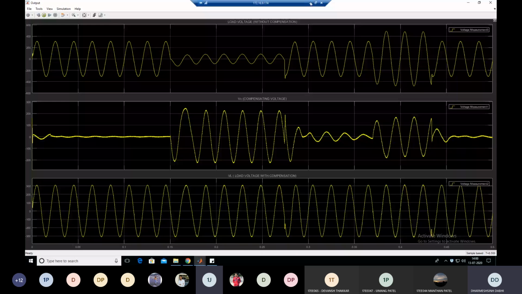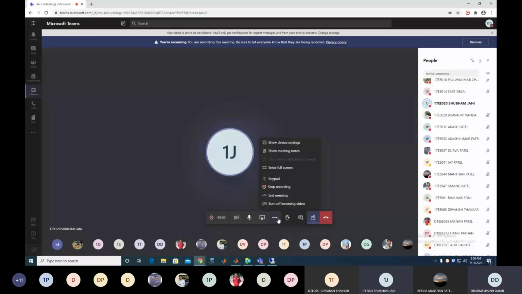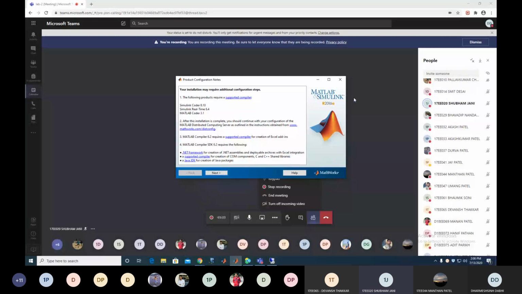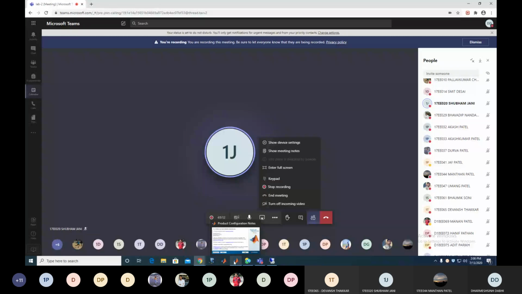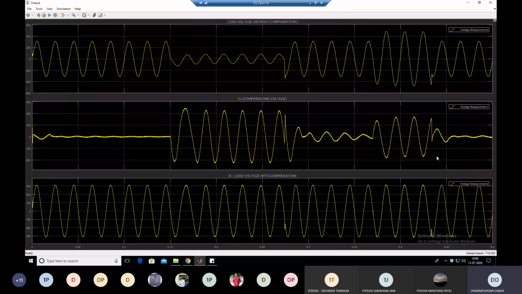Sir, can you explain that graph after 0.37? Graph after 0.37. One minute. Yes, sir, I'm in the voltage swell condition. Okay, one minute. 0.37 second. After 0.37 here. Yes, sir. Sir, is the screen visible here? Yes, sir, it's visible.